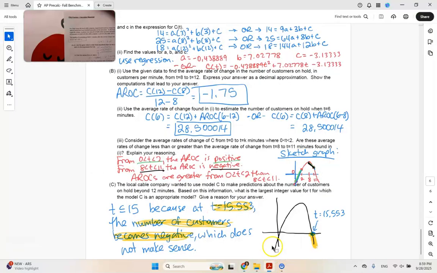Right? So I'm going to say for t is less than or equal to 15, because at t is equal to 15.555, the number of customers becomes negative, which does not make sense.